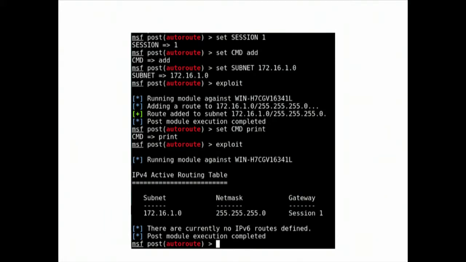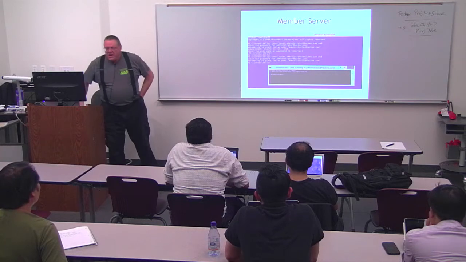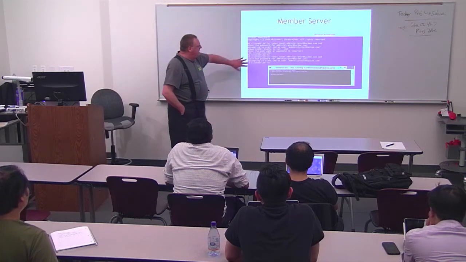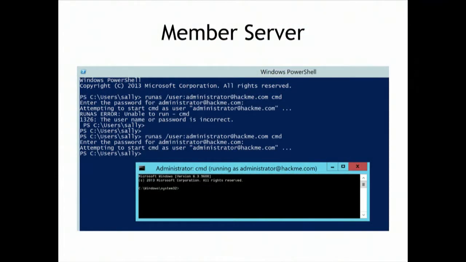So now that I've turned on pivoting, I can now send attacks to the domain controller that are actually passing through another server I own. Here's what I did on the member server. While I was in a Sally shell, I ran run as user administrator. To run as the domain administrator, I opened a command shell as the domain administrator and left it open. This is why I have a domain admin token around.